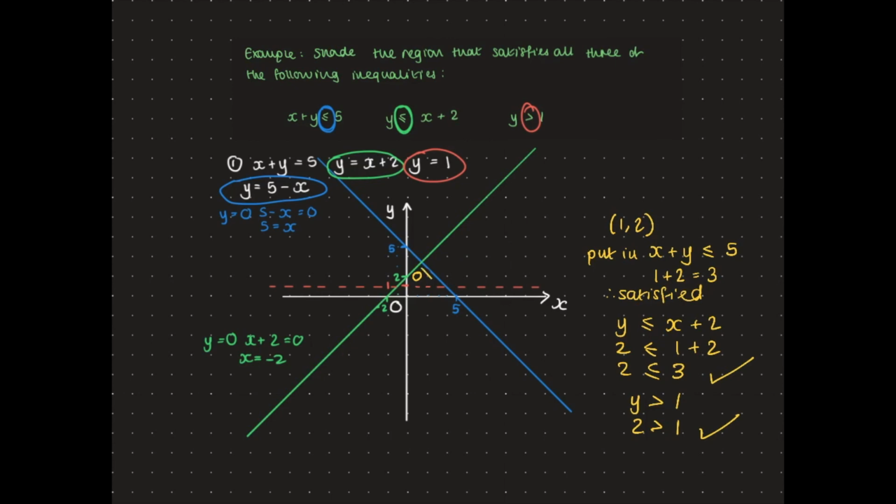So that means that I know that my shaded region is this triangle in here.